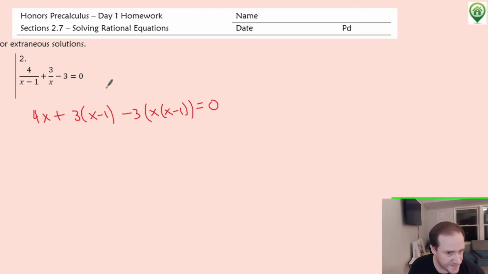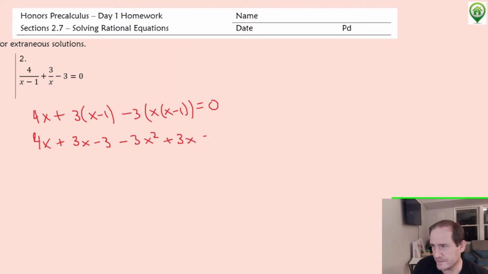I'm not showing any of the work. You guys will show the work, right? Because you have to. But that's where I'm getting. And from there we just expand everything and combine like terms. So I'm looking at a 4x. That was ugly. And a 3x minus 3 and a negative 3x squared plus 3x equals 0.